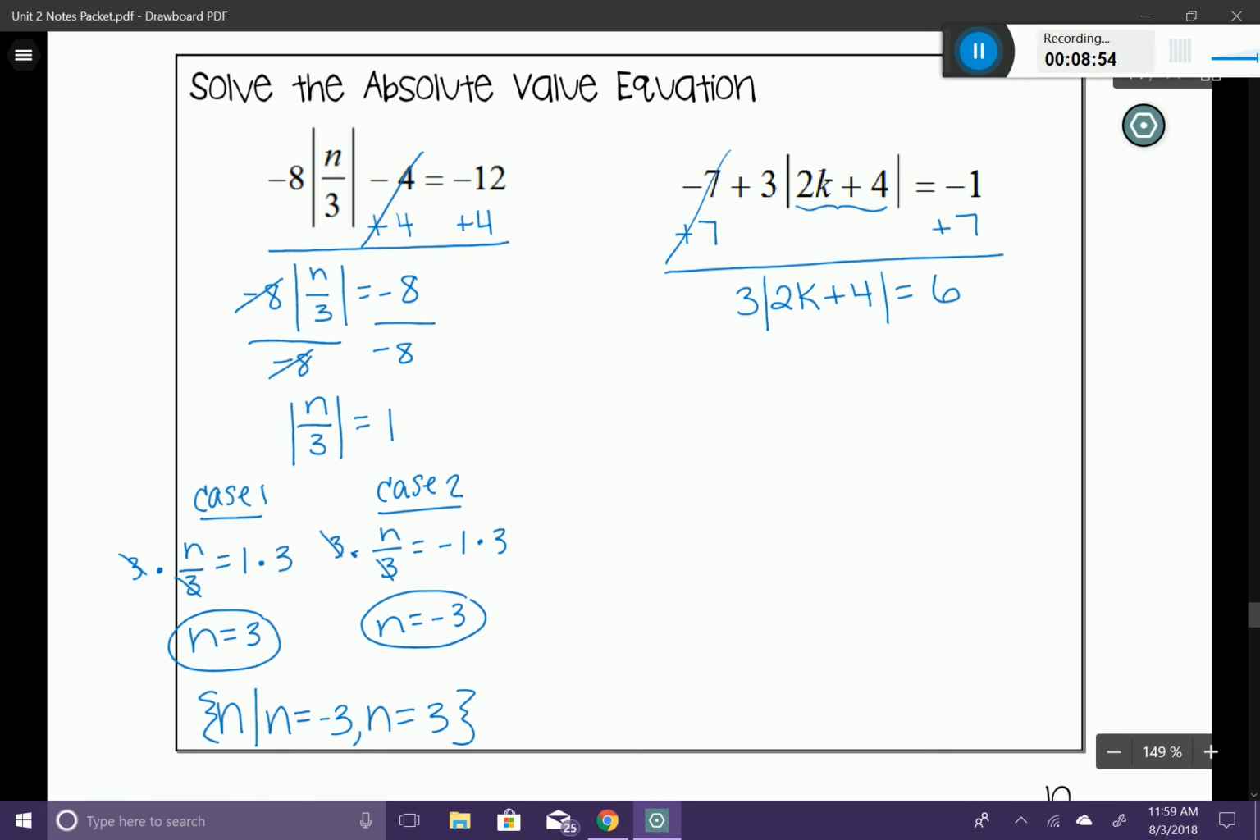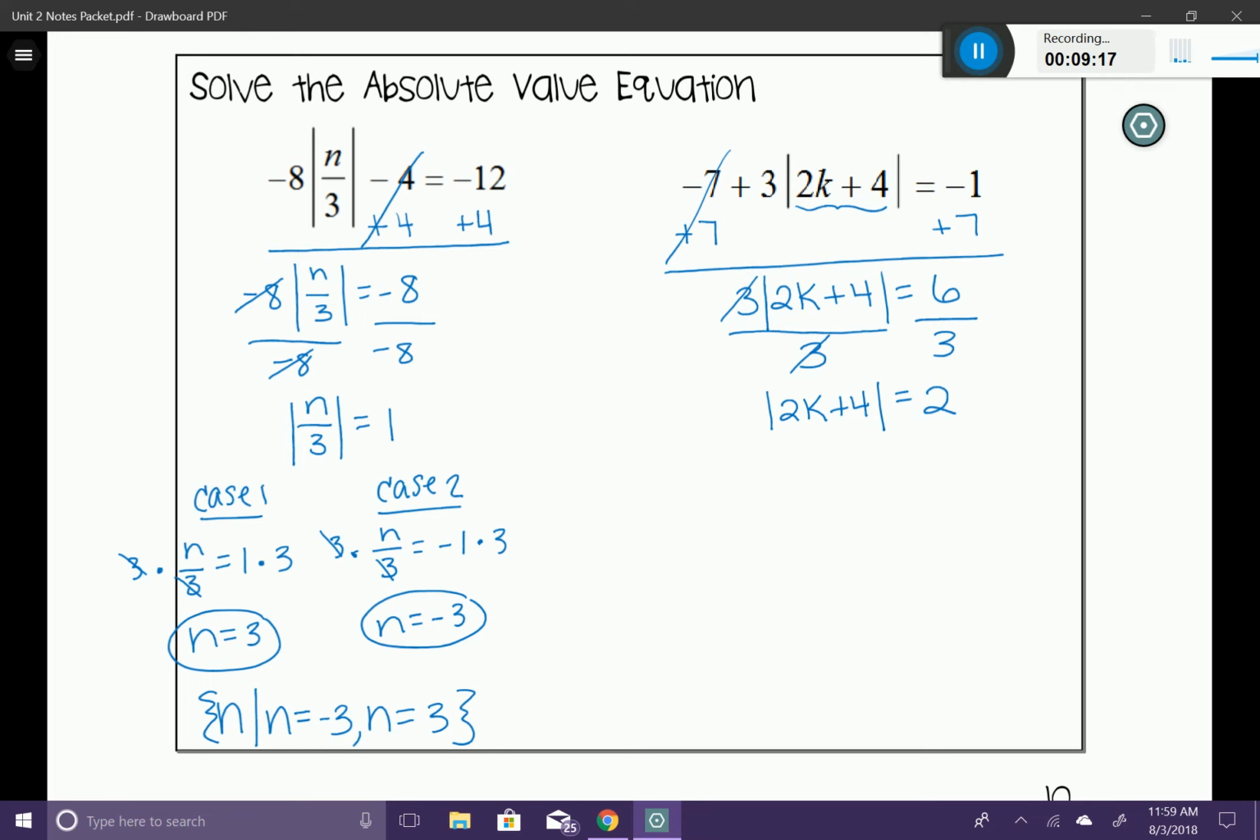The next step is to eliminate the 3. So I'm going to divide both sides by 3 since it's originally being multiplied. And therefore my 3's will cancel out. And I'll be left with 2k plus 4 is equal to 2. Okay, at this point in time, you can see that everything outside of the absolute value bars have been eliminated. So at this point, I can go ahead and start breaking it into my case 1 and my case 2.